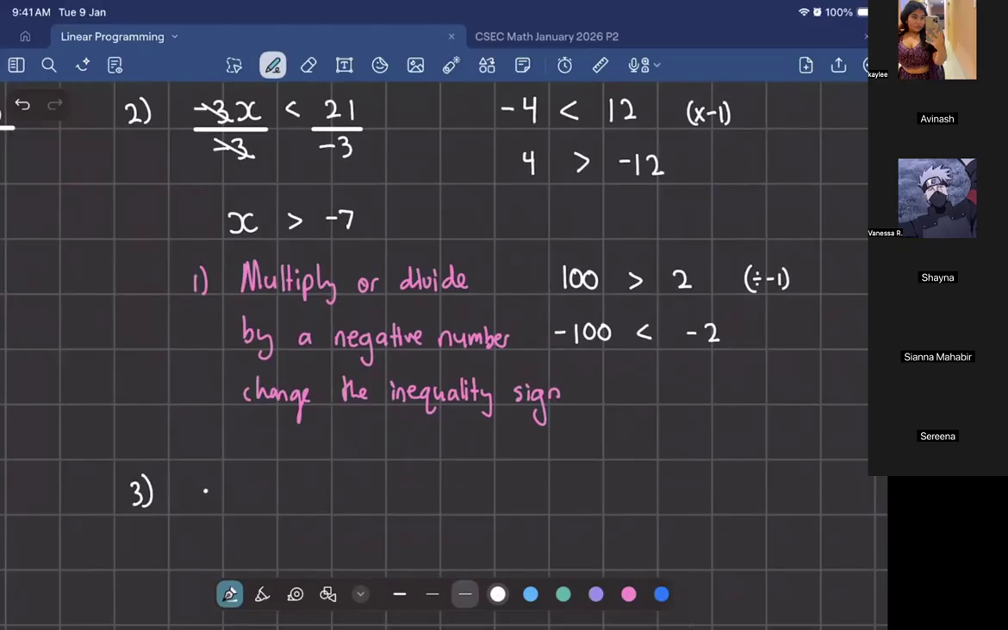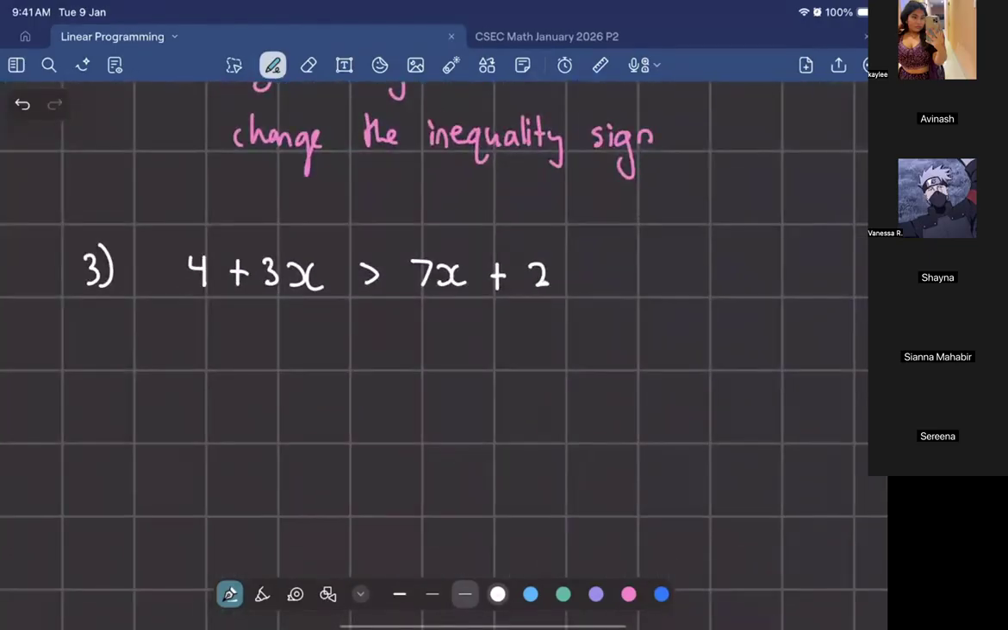Let's just say we had something like 4 plus 3x is more than 7x plus 2. Guys, how would I solve this? What is the unknown over here? X. Yeah, x is the unknown.